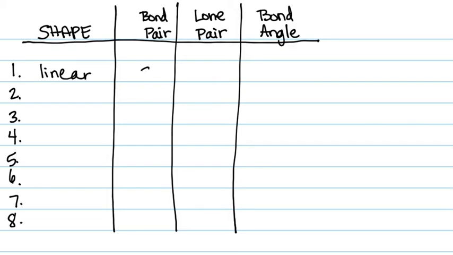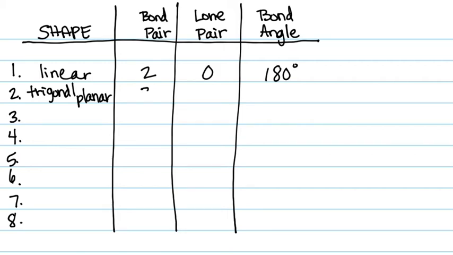The first one we looked at was called linear. And linear has two bonding pair, no lone pair, around the central atom, and the bond angle was 180 degrees. The next one that we looked at was called trigonal planar. And once you know how to draw your Lewis structures, the memorization of shapes is just that. It's memorization. But you have to start with a correct Lewis structure.